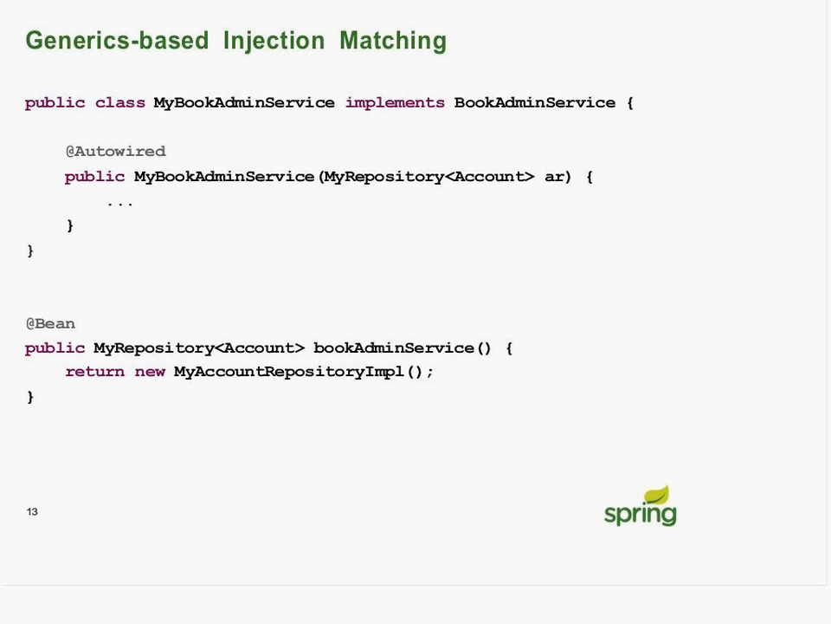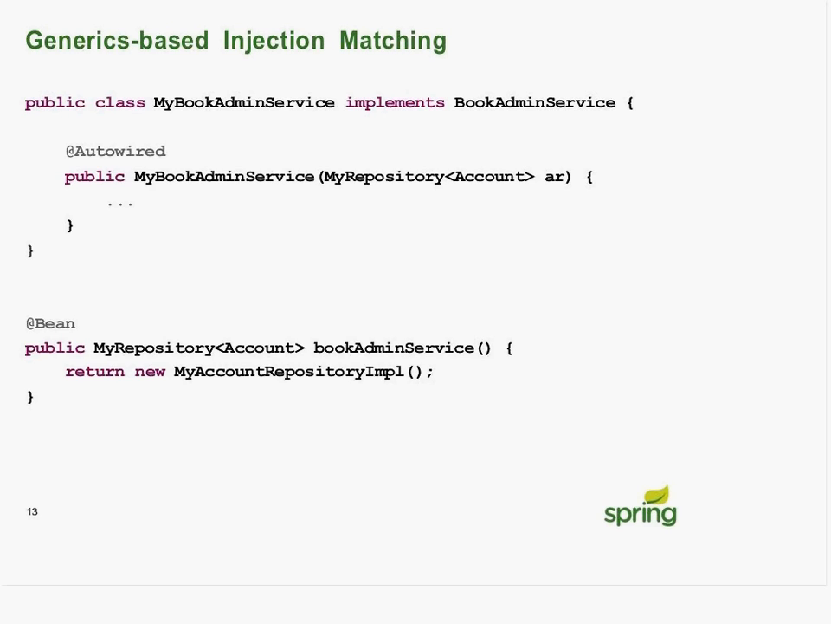This is a Spring 4.0 feature. Previously, we basically didn't look at the generic type information. We just matched by my repository here. You had to use qualifiers or something like that to select the one you wanted. Now it's actually sufficient to simply declare the generic type information accordingly.